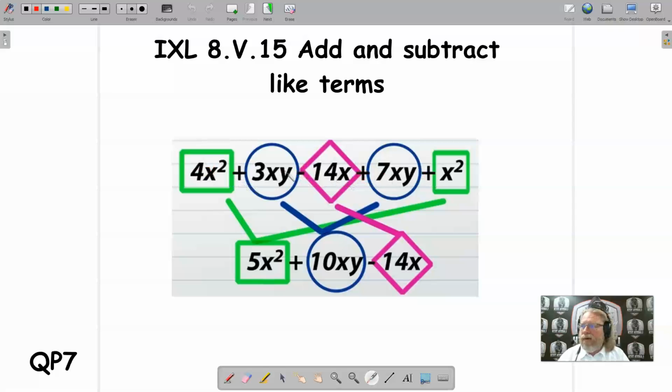So we can see here we have 1, 2, 3, 4, 5 terms in this first expression across the top. And then that'll simplify down to 3 terms. Those 5 terms can become 3 terms. And we do that by adding and subtracting those like terms, or another way of stating this is that we are combining like terms.